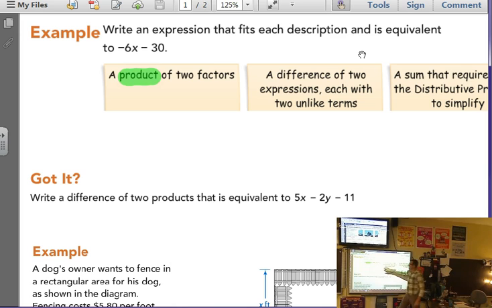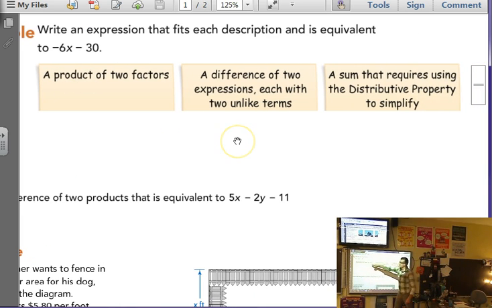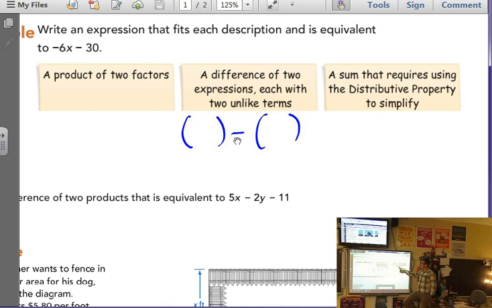So let's look at the three options they're going to ask us. Product of two factors, a difference of two expressions. So that's going to be like an expression minus an expression, so difference of two expressions. A sum that requires using the distributive property to simplify. So this is going to be like an expression plus or minus something that has a number that needs distributed.